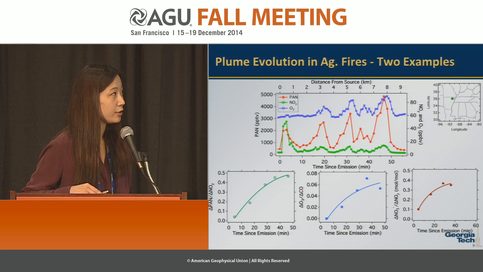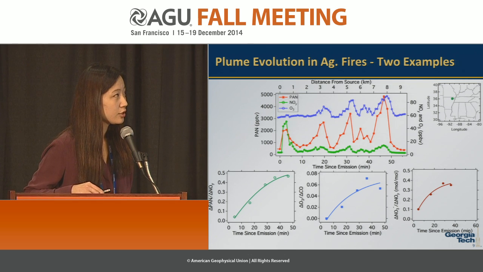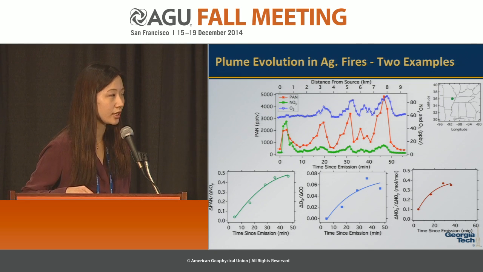The PAN is plotted in red. NOx and ozone are plotted in green and blue respectively. The concentration of NOx was largest near the source and then became smaller in the downwind plume due to dilution. In contrast, the peak sizes of PAN and ozone relative to that of NOx were increasing. In addition, such evolution occurred in a short distance of about 10 kilometers.